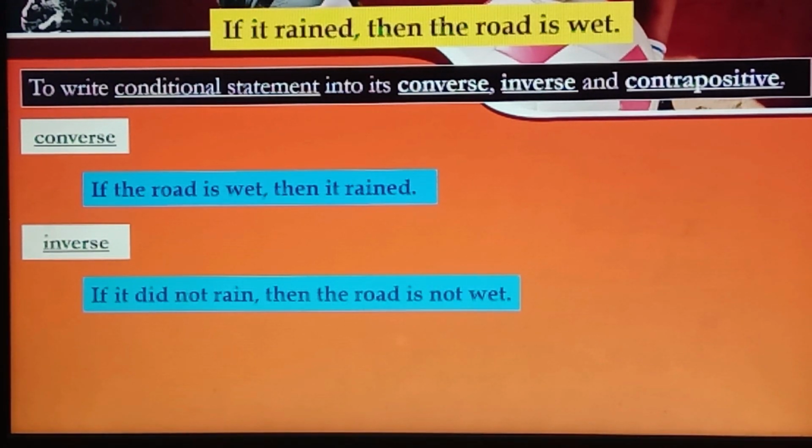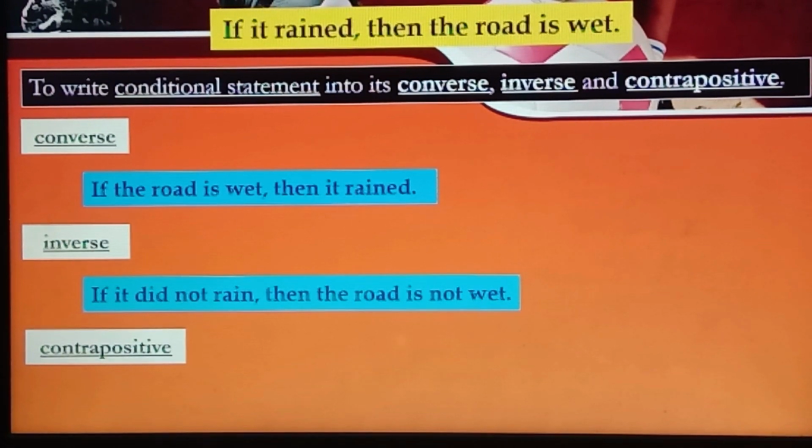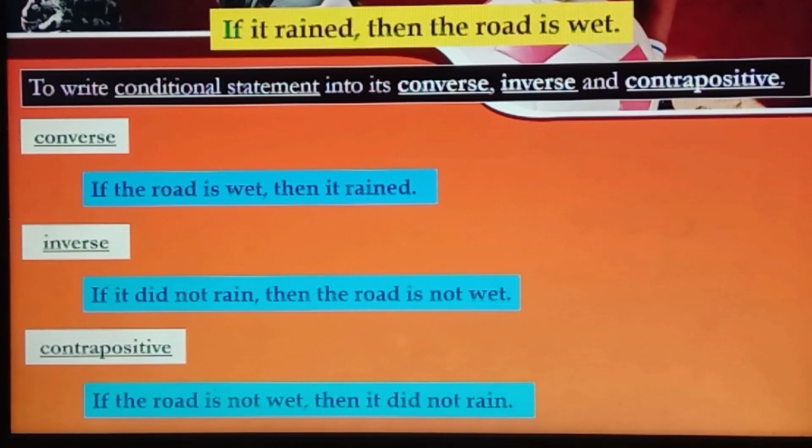is not wet. And then again, for the last one, our contrapositive, which is the negation of your converse: if the road is not wet, then it did not rain. So this is how you're going to write your conditional statement to converse, inverse, and contrapositive. I hope these are very, very clear to you. And again, if you want to have some more examples, you can just browse the net, surf the net, or try to skim some books, especially on logic, of course.